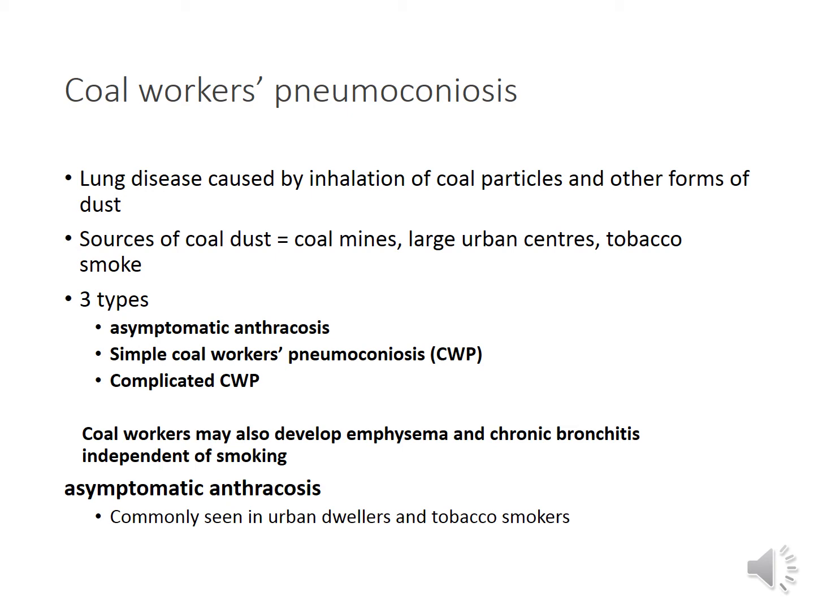The first pneumoconiosis that we look at is coal worker pneumoconiosis. It is a lung disease caused by inhalation of coal particles and other forms of dust. The sources of coal dust are coal mines, large urban centers, and tobacco smoke. There are three types: asymptomatic anthracosis, which is commonly seen in urban dwellers and tobacco smokers, simple coal workers pneumoconiosis, and complicated coal worker pneumoconiosis. Coal workers may also develop emphysema and chronic bronchitis independent of smoking.